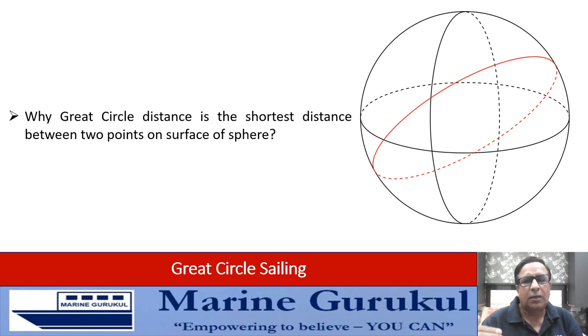So if you have an arc with the least possible curvature, then obviously along that arc the distance shall be shortest. And we have already said that the largest possible radius of a circle on the surface of a sphere is that of a great circle. So if that is the circle with the largest possible radius, it means it's a circle with minimum possible curvature, and hence the distance along a great circle between any 2 points on the surface of the sphere shall be the shortest distance as far as surface movement is concerned.